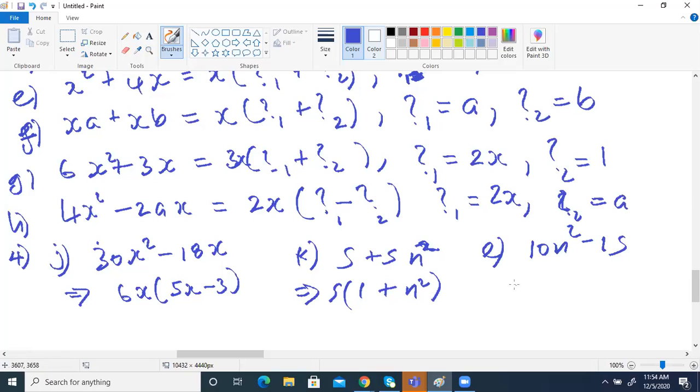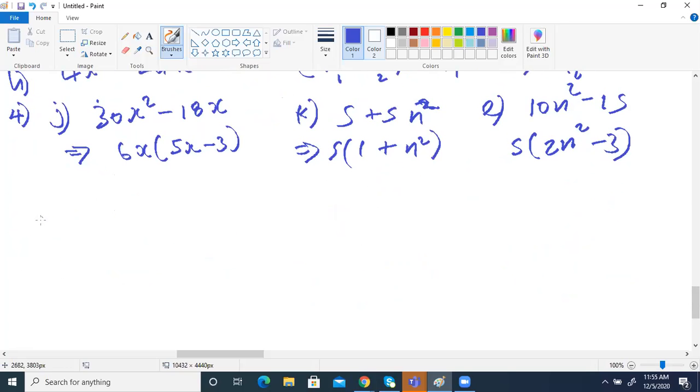All right, what's the answer? 5 bracket 2n squared minus 3. Say it again. 5 bracket 2n squared minus 3. Okay. Everybody agree? Yes, sir. All right, so we're getting there. We're at M now: 3n squared, 9n. What's the answer here?